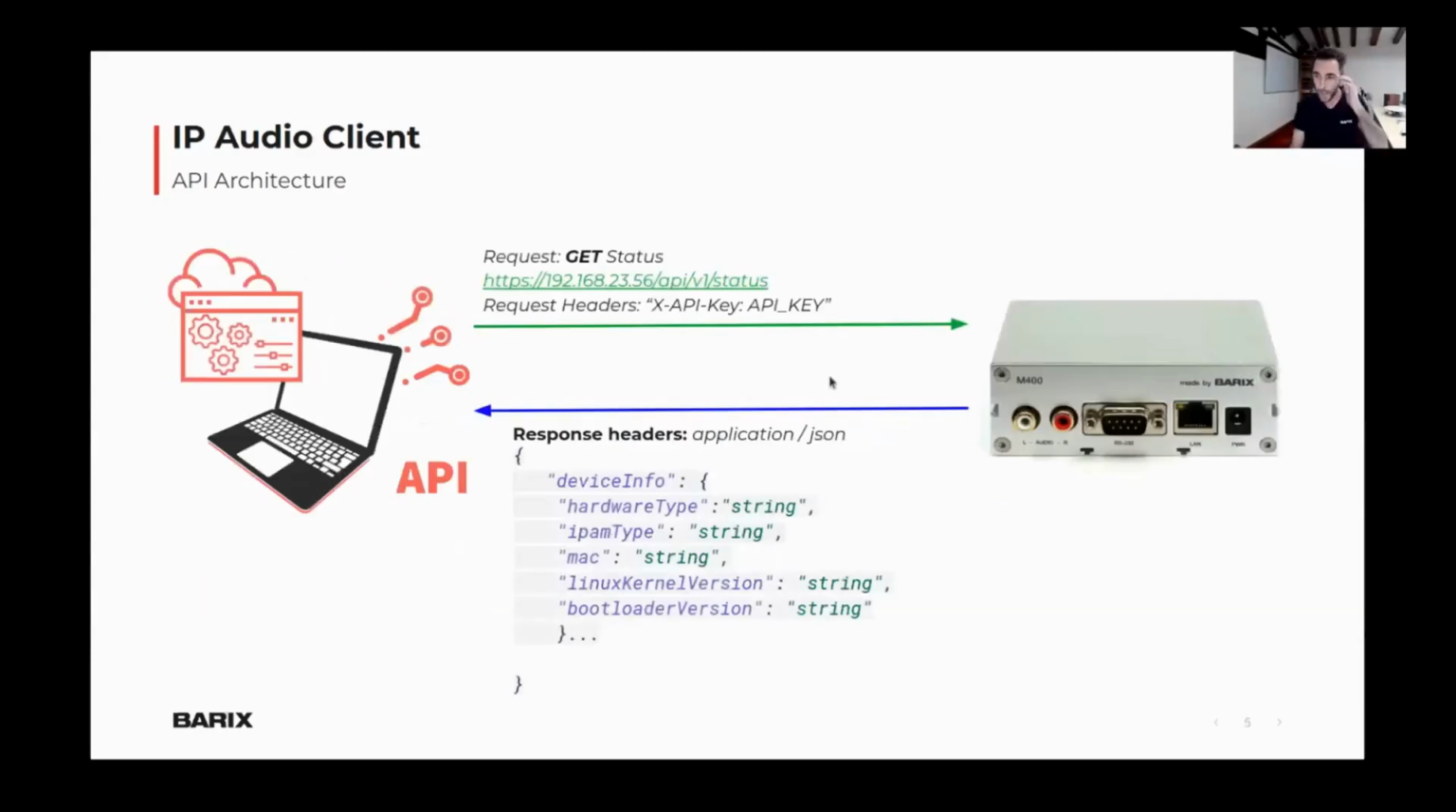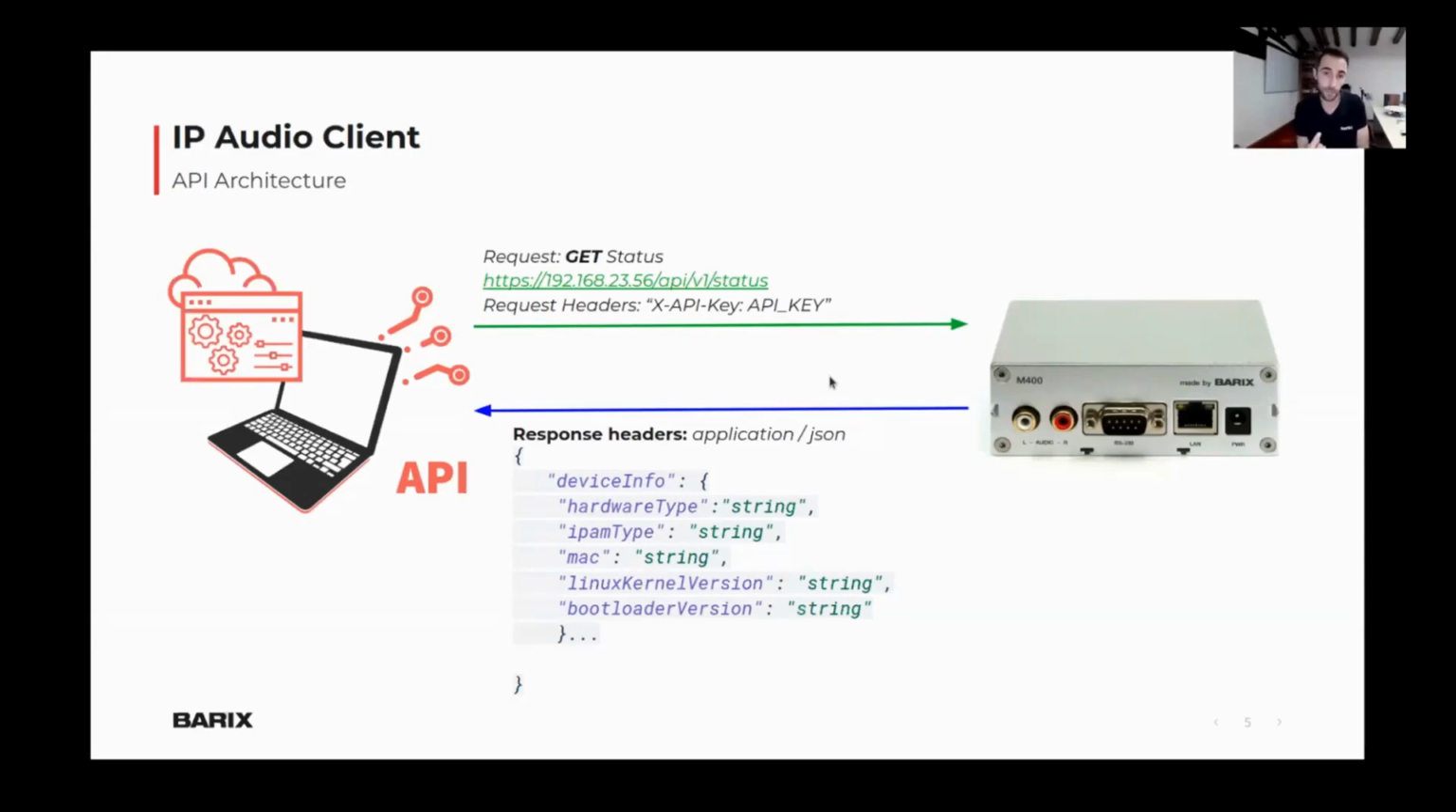As a practical example, this is how a call would work. So we see an example of a GET request to retrieve the status of the device. It is quite simple and straightforward, as you can see. The client, a web application for example, can send the call to the IPAC device endpoint, so the URL that you see there, the API v1 status, passing the previously generated API key in the HTTP header.